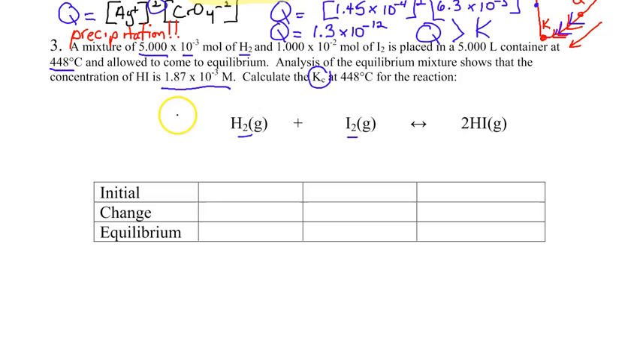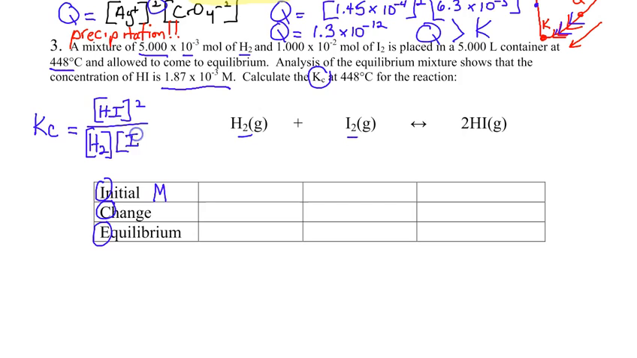So when we do an ICE table, and there's our ICE tables, they have to be in concentration, right? My Kc, what does it represent? Concentration of products. So HI to the second power, it's a gas, so I can use it, over my reactants, H2 to the first power, and I2 to the one power. These brackets represent molarity. So this has to be molarity. You can't just throw moles in here.